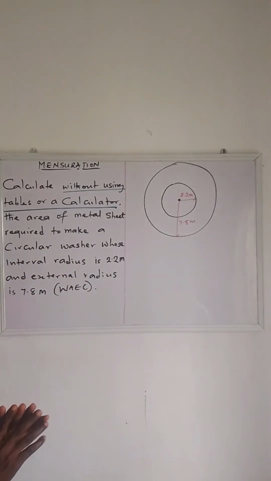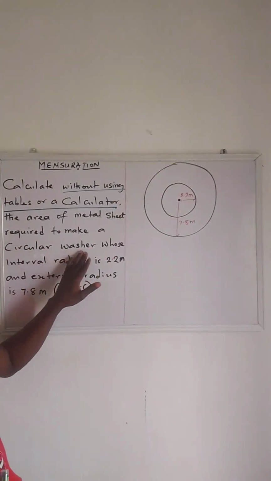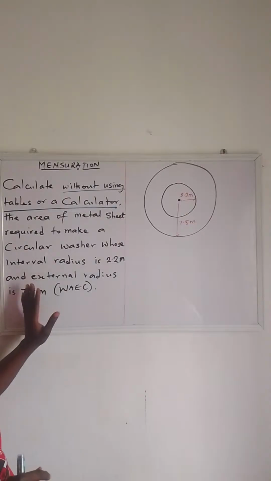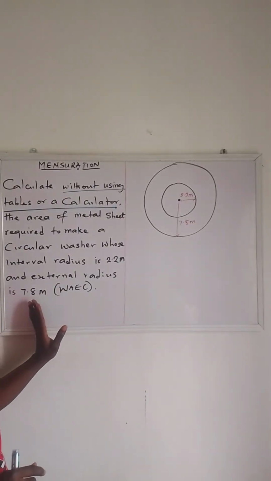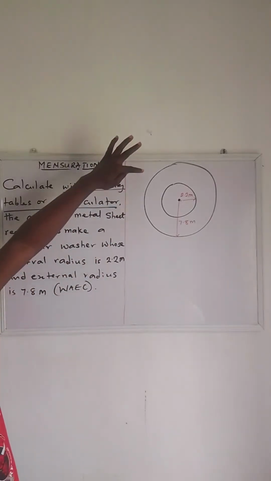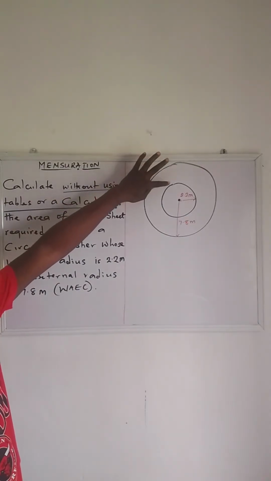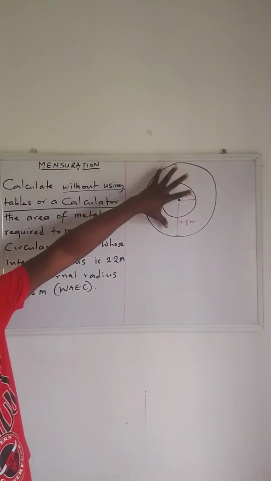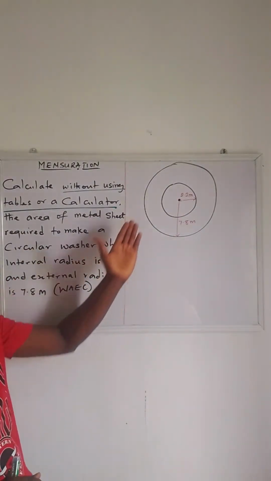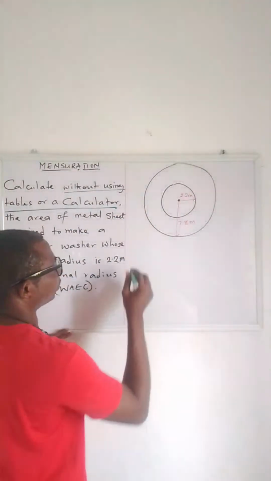Now, what do we want to get? We want to find this area of the washer, whose internal radius is 2.2 and external radius is 7.8. If I want to get that area, I'm going to say area of the external circle minus area of the internal circle. That gives me this area here, and that's what I want to get. Don't forget, this is just concentric circles.